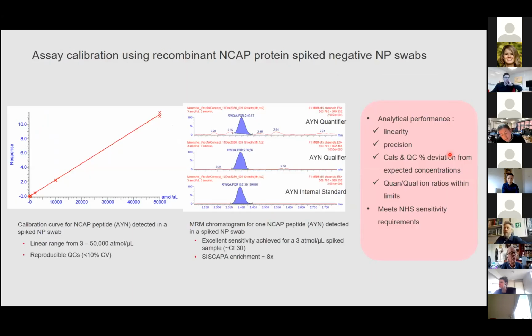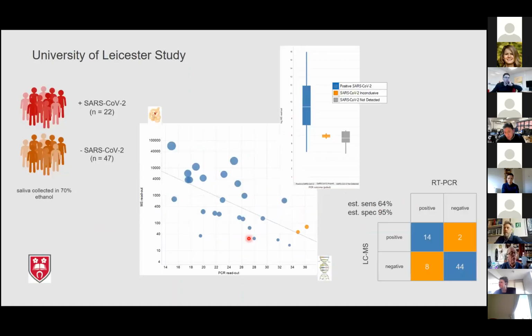We can demonstrate really nice analytical characteristics with SISCAPA, so linearity. We saw a great improvement in sensitivity, and we could see down to CT30 and the equivalent of CT30 in PCR. And in fact, in some of our samples, we've seen down to 30 or 32, but then it comes into question how good is PCR at that level. And I'll talk a bit more about that in a moment.